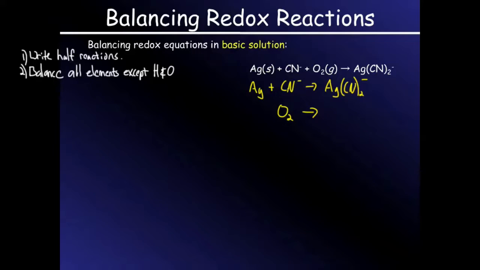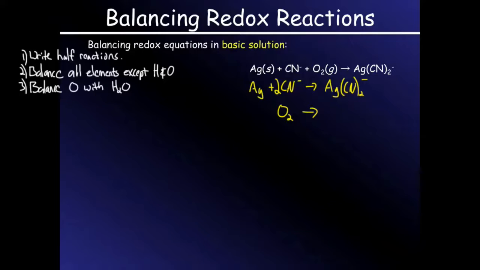You'll balance all the elements except for hydrogen and oxygen. One silver, one cyanide, 2 cyanides. Often if there are polyatomic ions, you can balance the polyatomic ions together, as one unit rather than balancing the elements individually, one carbon, 2 carbons, 1 nitrogen, 2 nitrogens. We could just say 1 cyanide, 2 cyanides. So we need to put a 2 here, and then we're not worrying about the oxygen yet. It's one of those elements we will balance later.